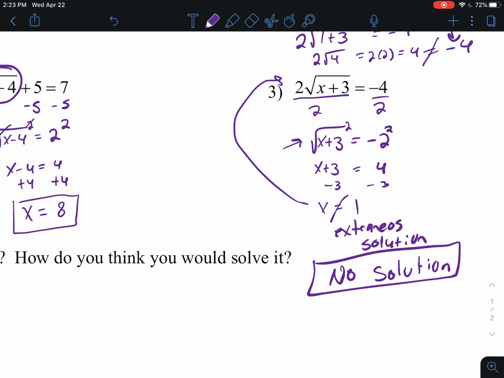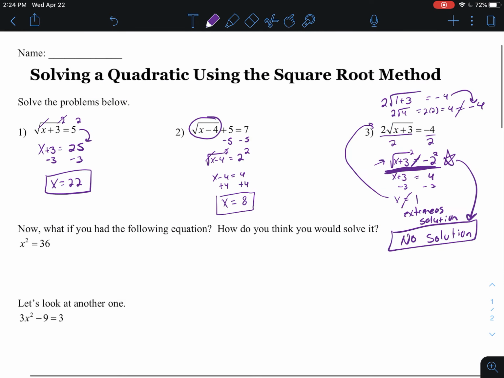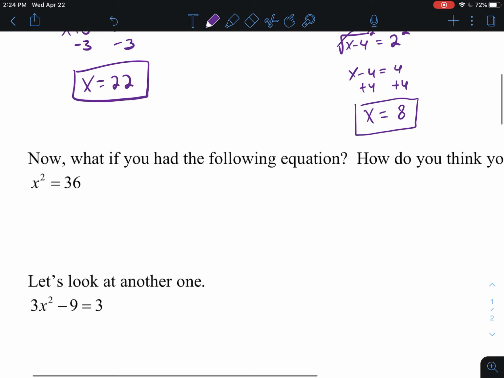Okay? We knew that we were going to get this extraneous solution at this step right here because a square root cannot be equal to a negative. So if you ever get something like this, you can just stop and then you can write no solution. All right, let's keep going.